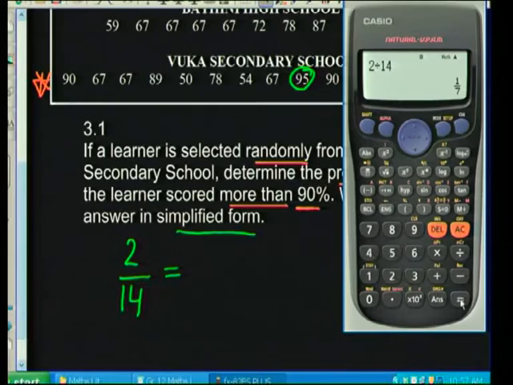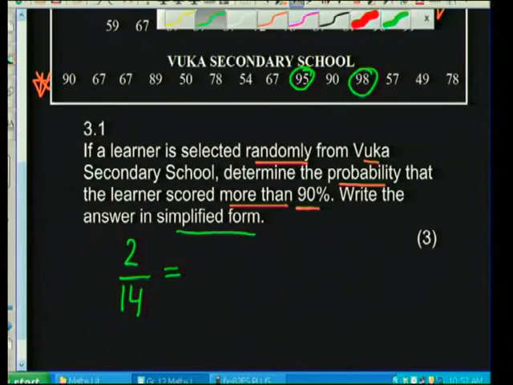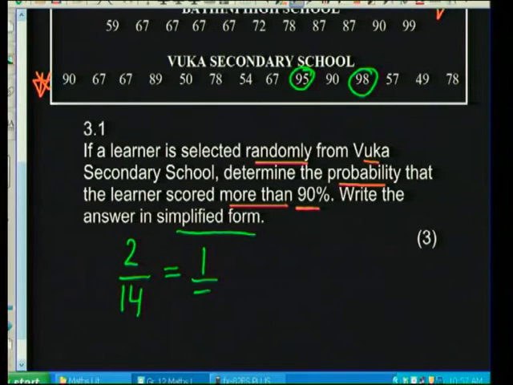2 divided by 14, and we get it as 1 over 7. So perfect, write that in my pen, 1 out of 7. And it's simplified, and it's great. And those 3 marks are fine. And I'm guessing one of those marks was actually for writing it in a simplified form. Right, let's move on to the next part of this question.